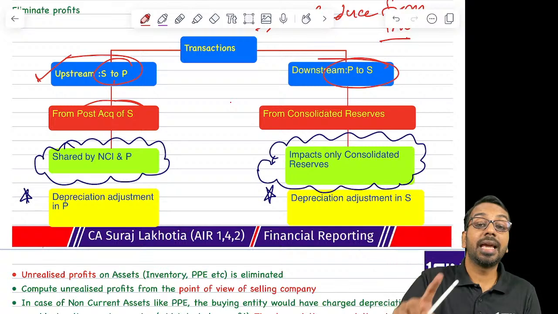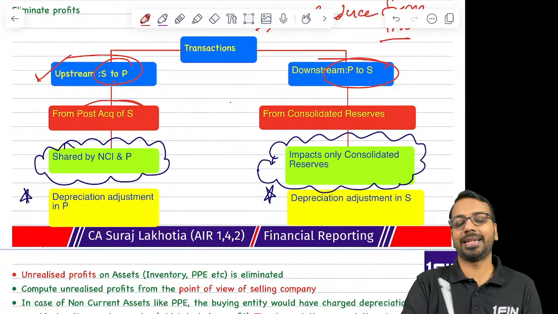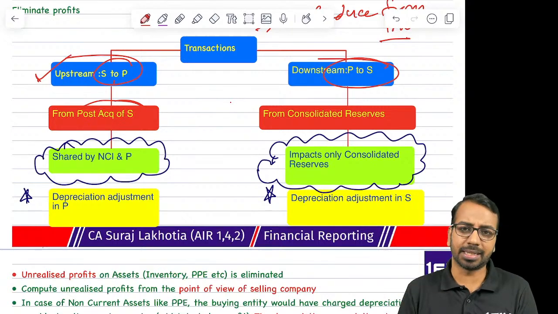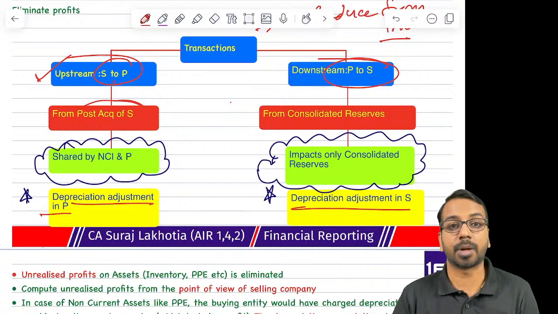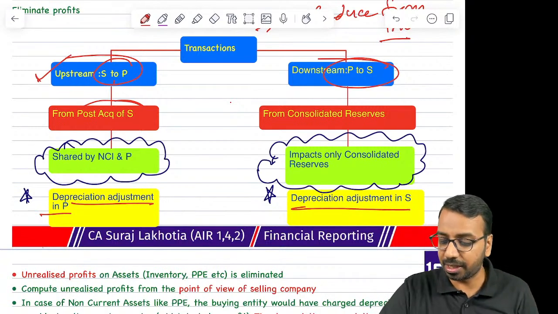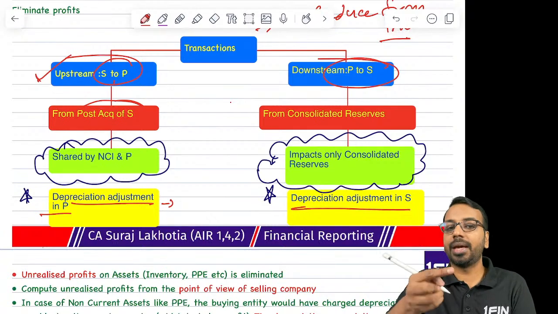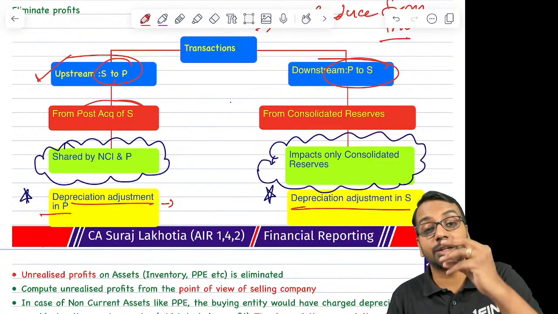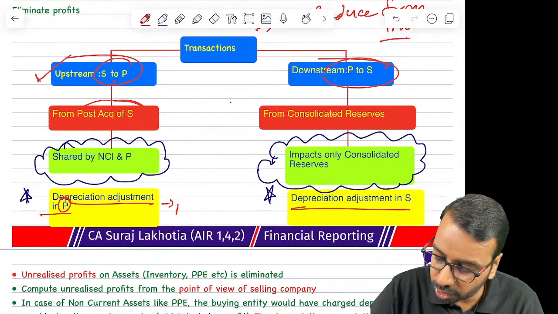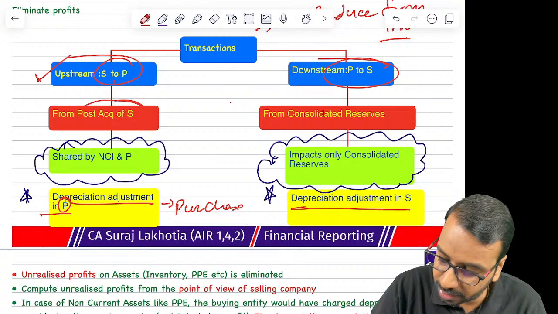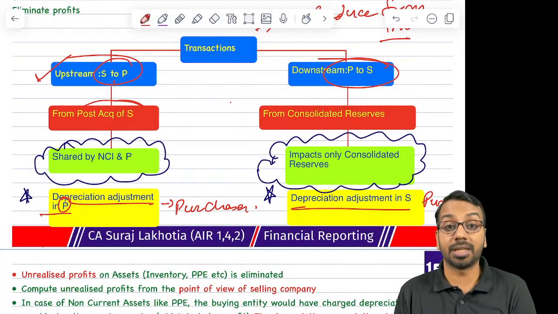Then if it is a sale of non-current asset, very important, like property, plant and equipment or any other fixed asset, then in that case you have to carry out the depreciation adjustment. Now who should carry out the depreciation adjustment? If the parent has purchased, and the parent has charged higher depreciation, then you will adjust in the parent. So depreciation adjustment will be done by the purchaser.